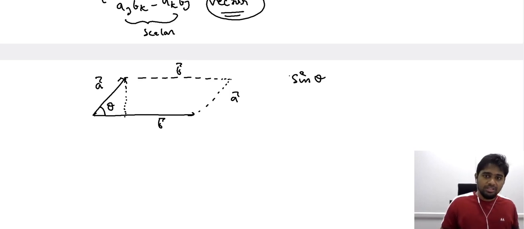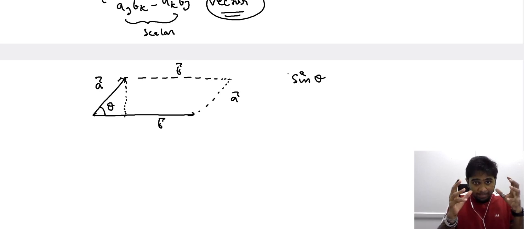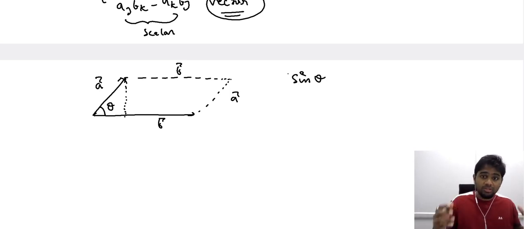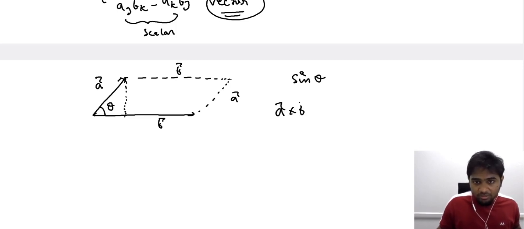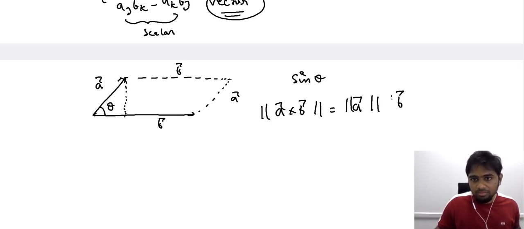So if you just want to estimate the magnitude of the cross product, without worrying so much about the direction, because we already know the law that governs the direction, the magnitude of A cross B, the norm of it, is nothing but the norm of A vector alone, the norm of B vector alone, and sine of theta.